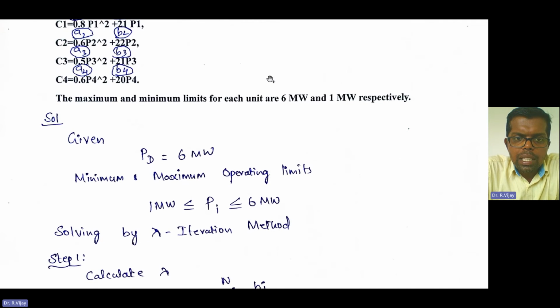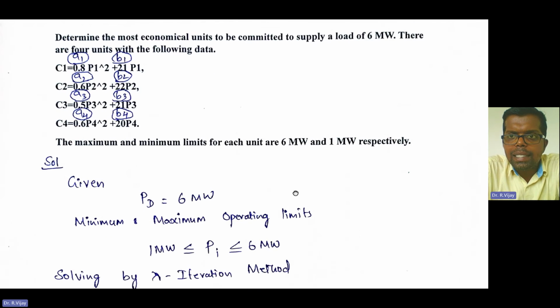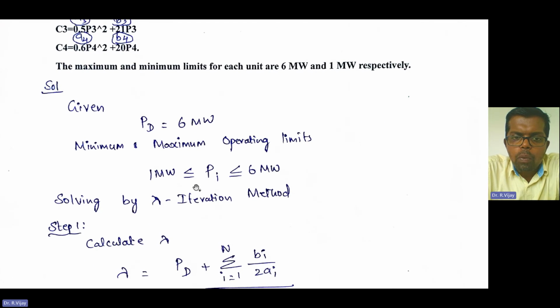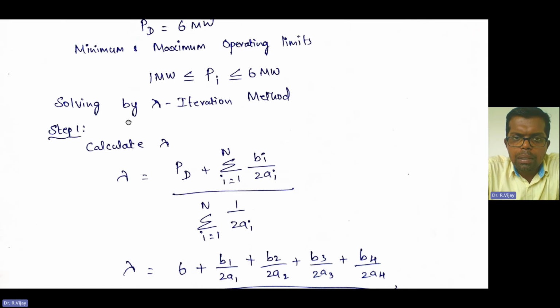Solution: first, what is given in the problem? The power demand or load demand is 6 megawatt, that is PD is equal to 6 megawatt. Minimum and maximum operating limits are given as 1 megawatt less than or equal to PI less than or equal to 6 megawatt. Solving by the Lambda iteration method: it is very simple to solve, with less time also. So you can opt for this Lambda iteration method.